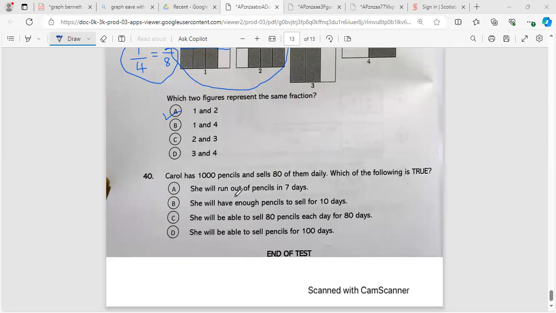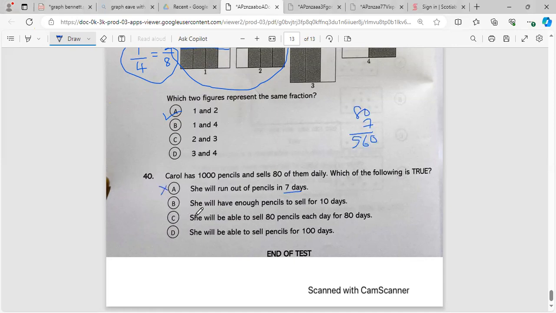Because look at it, guys. They say she will run out of pencils. If she sells 80 per day, 7 days, she will not run out because that would be only 7 times 80, 560. So that couldn't be true. No way she's going to run out of pencils.